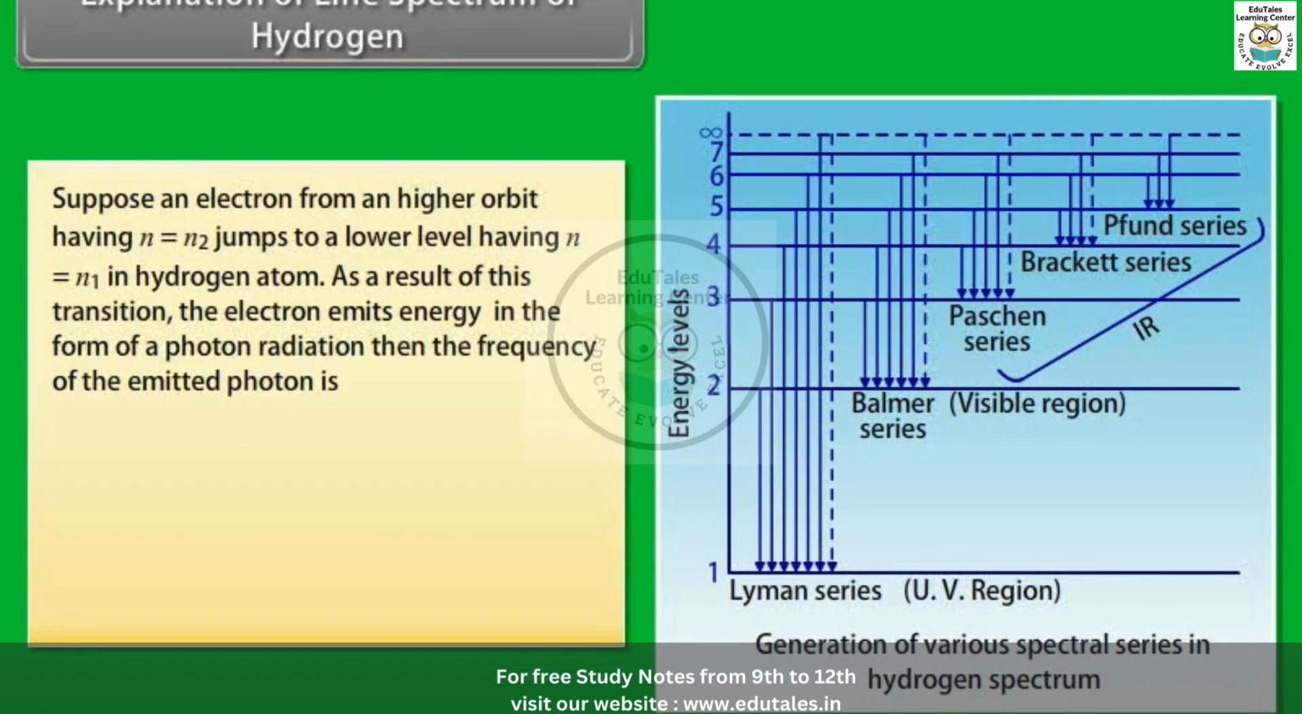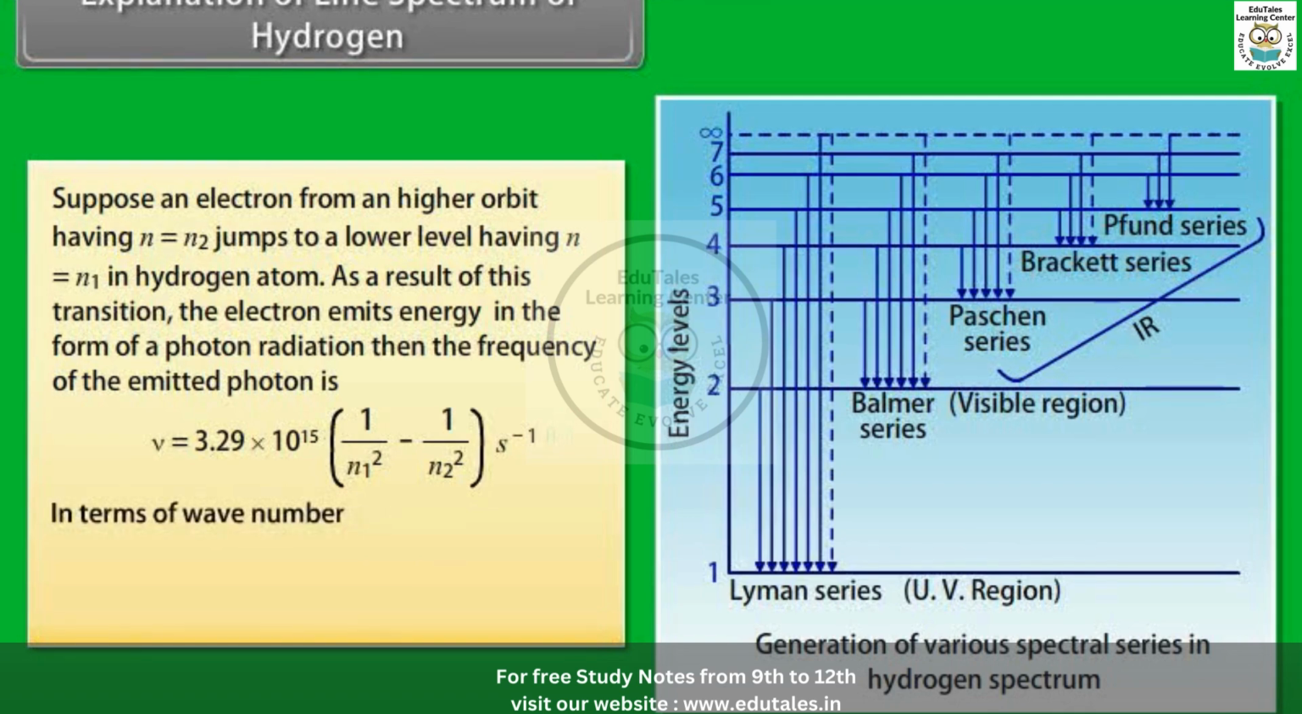Suppose an electron from a higher orbit having n = n2 jumps to a lower energy level having n = n1 in hydrogen atom. As a result of this transition, the electron emits energy in the form of a photon radiation. Then, the frequency of the emitted photon is frequency = 3.29 × 10^15 × (1/n1² − 1/n2²) per second. In terms of wave number, 109677 × (1/n1² − 1/n2²) per centimeter.